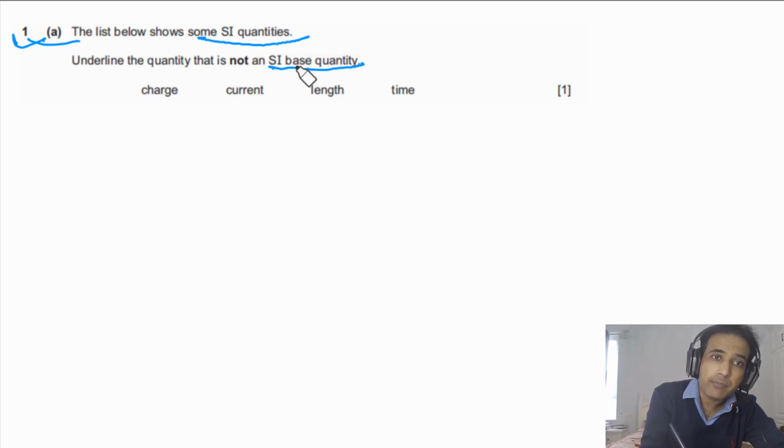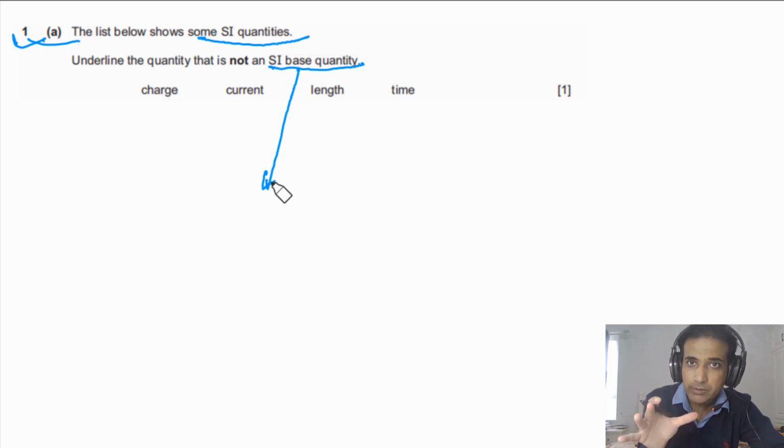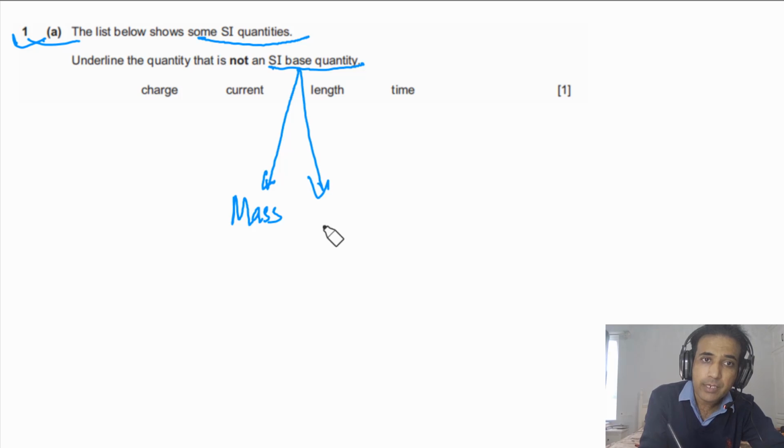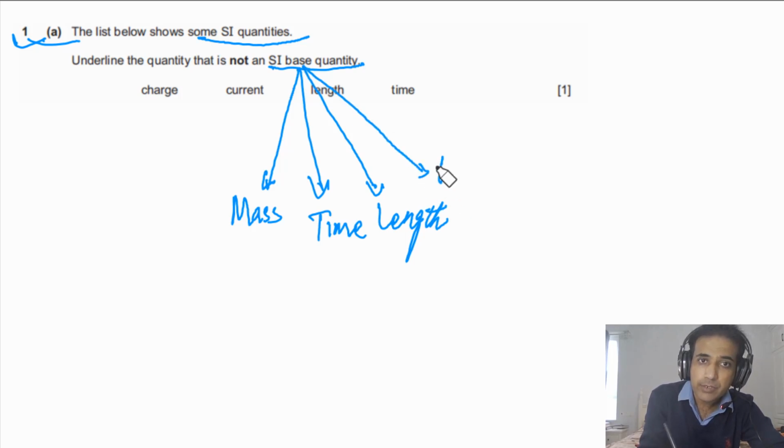Most of the time when teachers teach students, they simply say SI quantities. But there is a difference between SI quantities and SI base quantities. We have 7 SI base quantities. For example, mass, this is one. Time, this is another SI base quantity. We have length, and we have temperature.